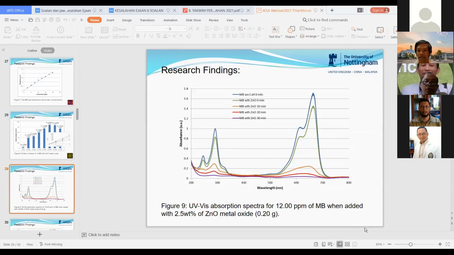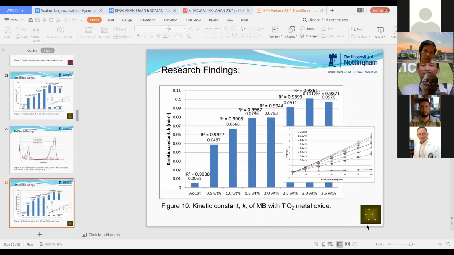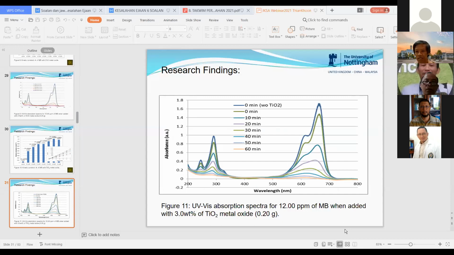Then we look at the titanium materials, which also degrade the methylene blue, and it has the highest photocatalytic degradation rate at 3 weight%, which is slightly more than the zinc oxide. Again, we take this 3 weight% of titanium dioxide and degrade methylene blue, and it takes about 60 minutes, which is an hour.